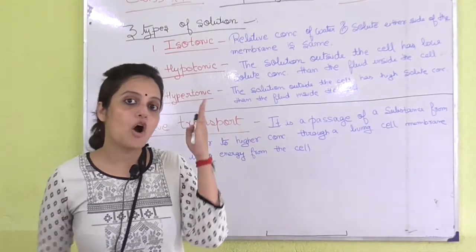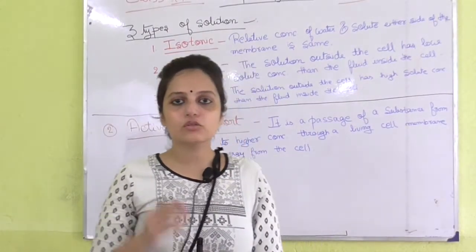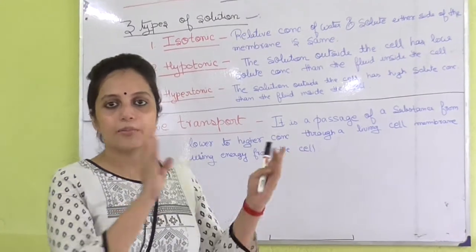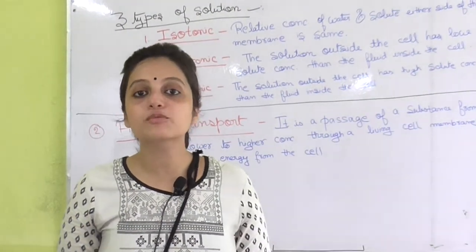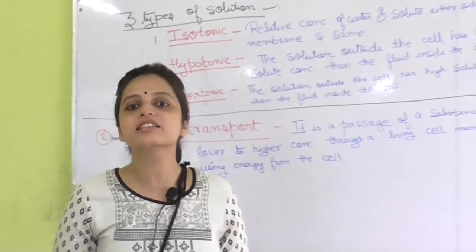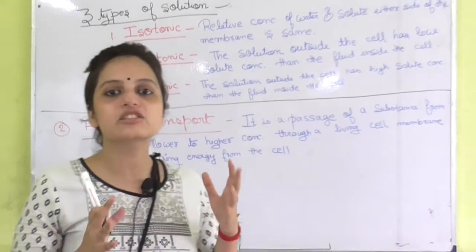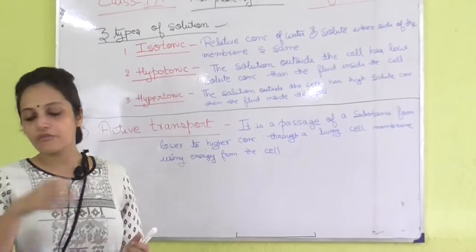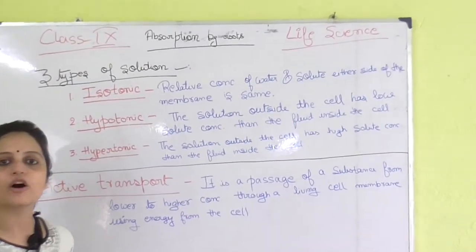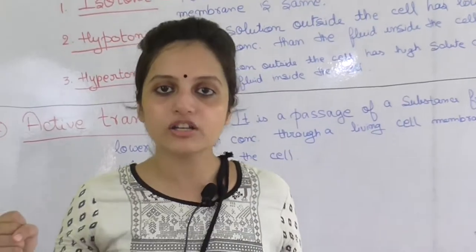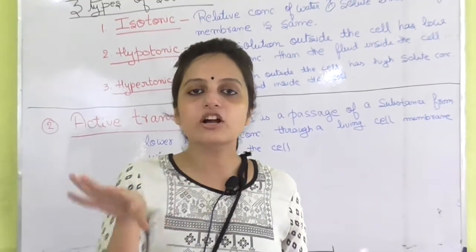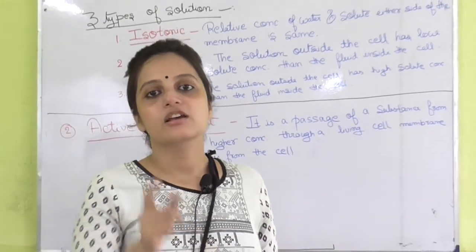Turgidity. The opposite of turgidity is known as flaccidity. But there is one term which you should remember: plasmolysis. What is plasmolysis? Plasmolysis means that when water is withdrawn from the cell, it becomes flaccid. So the withdrawal of water from the cell is known as plasmolysis.